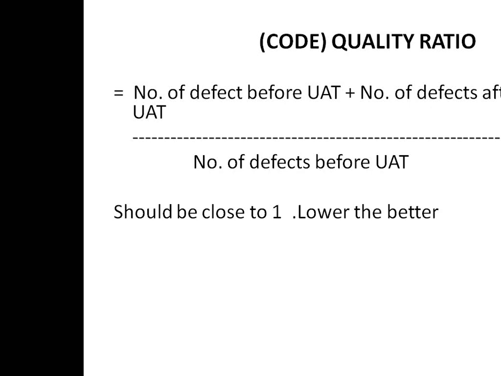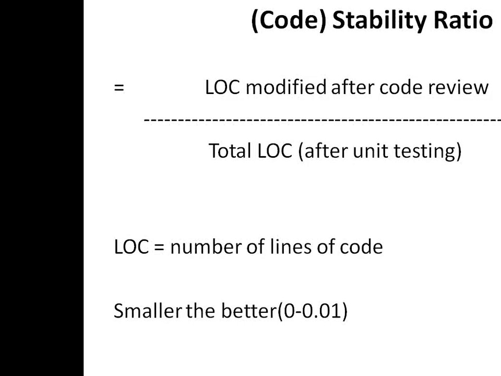So we should make sure that before the UAT, everything is well tested and bug free to the best of our ability. The third most important ratio in the software industry, and the most practical one, is the stability ratio. See, your code should be stable.